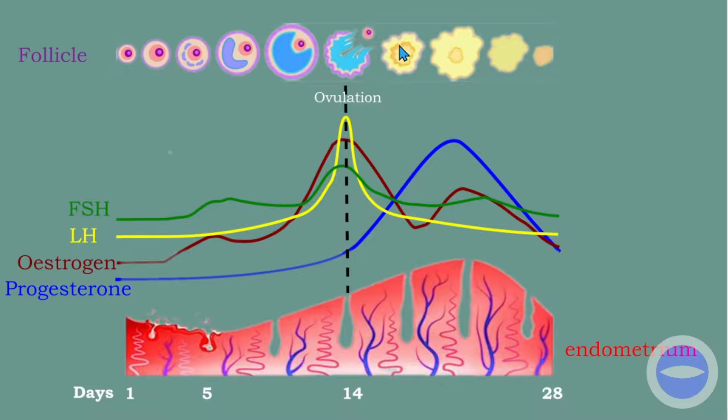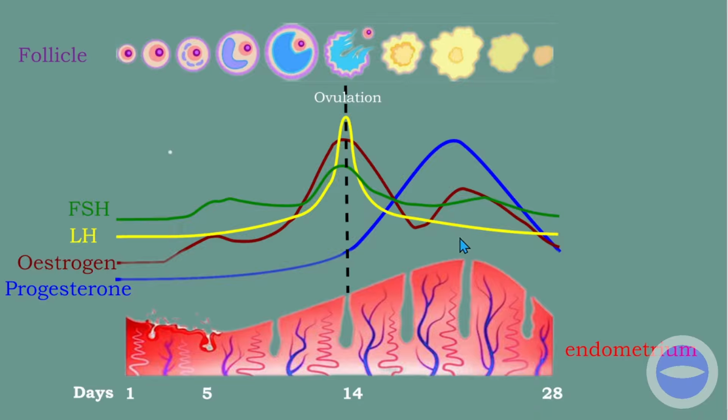So this corpus luteum will start to secrete progesterone. If you see, progesterone starts to release after day number 14. This progesterone is released by the corpus luteum. This progesterone also makes the endometrium more glandular and more vascular. If you see here, it's still growing as the progesterone is growing. But if fertilization does not take place, this corpus luteum starts to shrink.